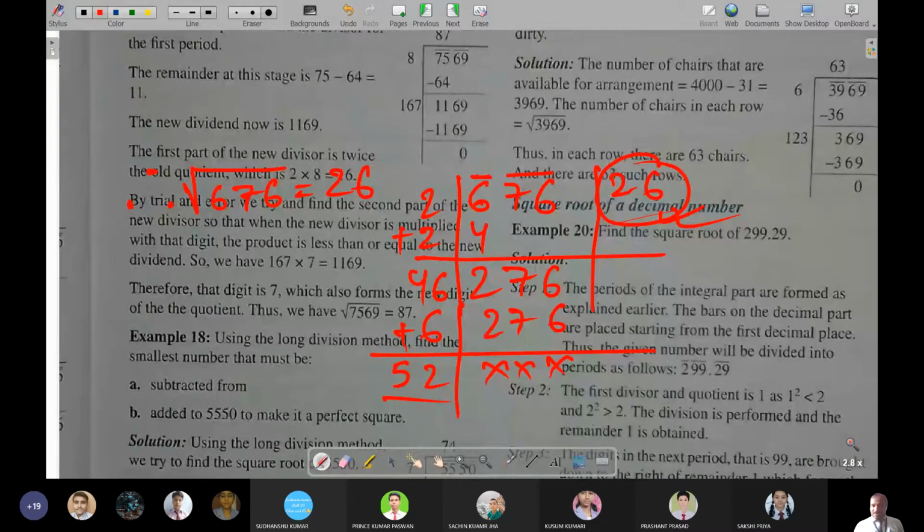Why are we doing pairing? Because in each step a pair will come. Like 76 is there, 76 came down. Now which number, after adding, here came 4. Which number will you be keeping? With the same number you have to multiply. And you have to check.